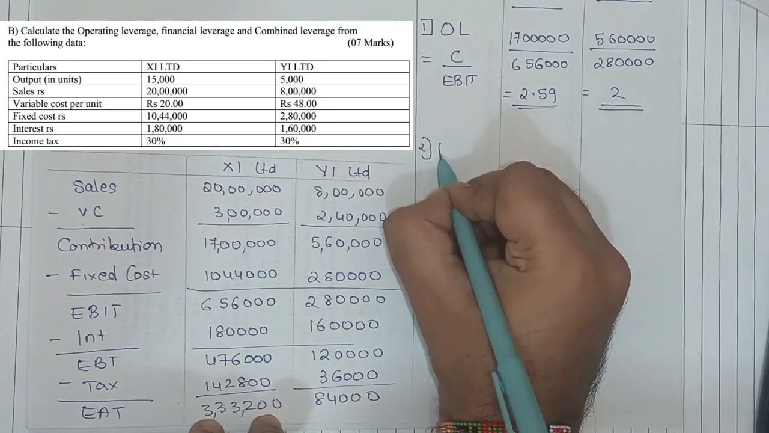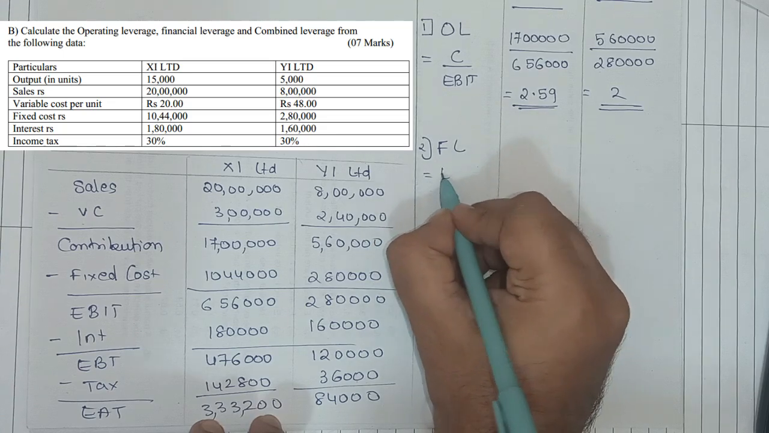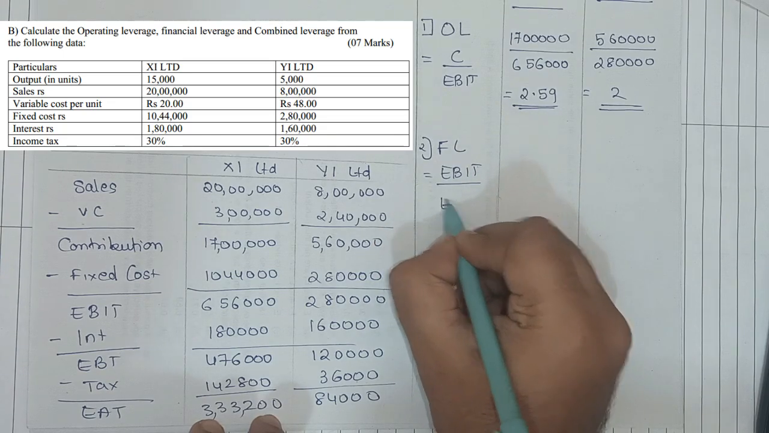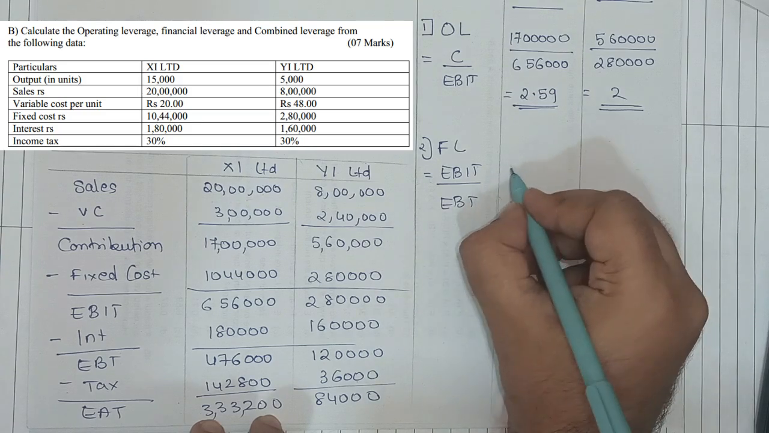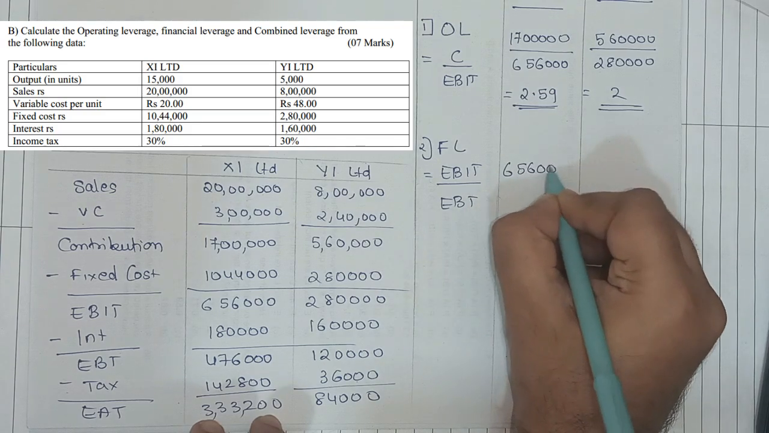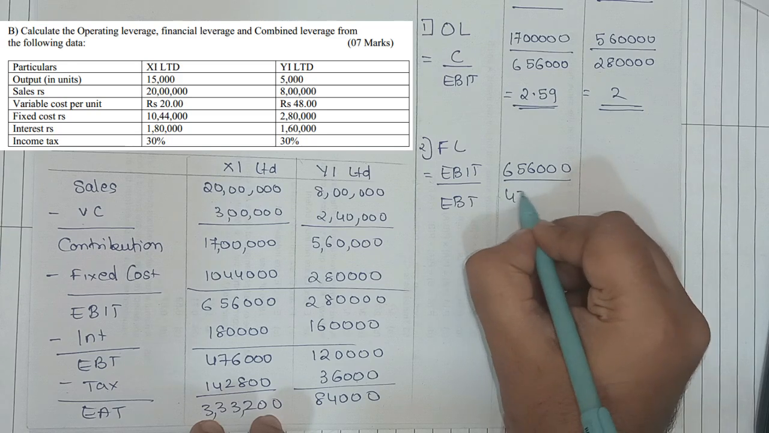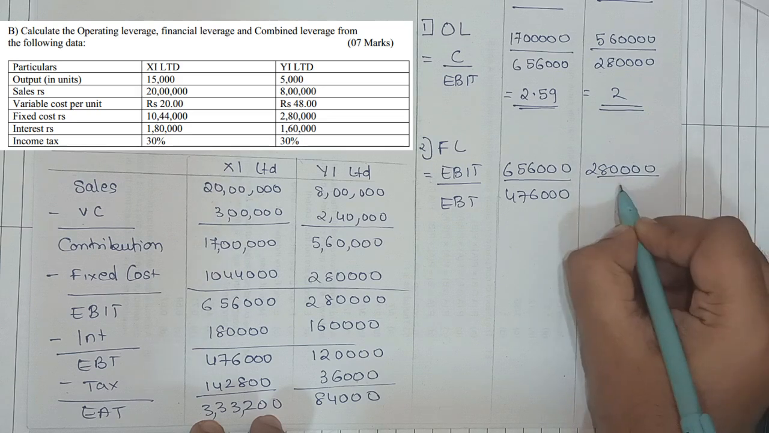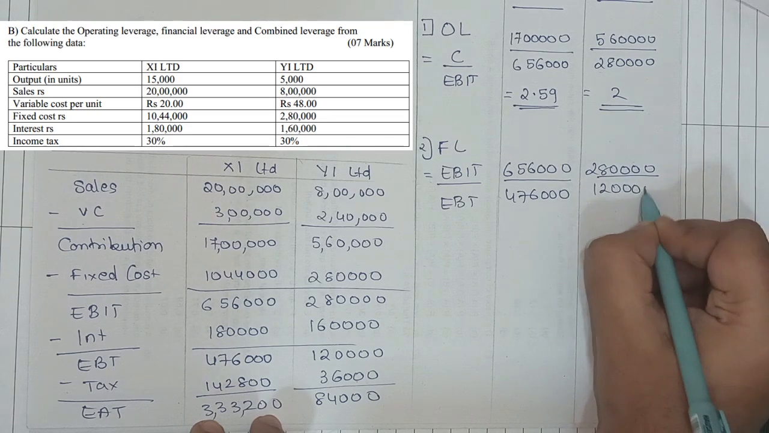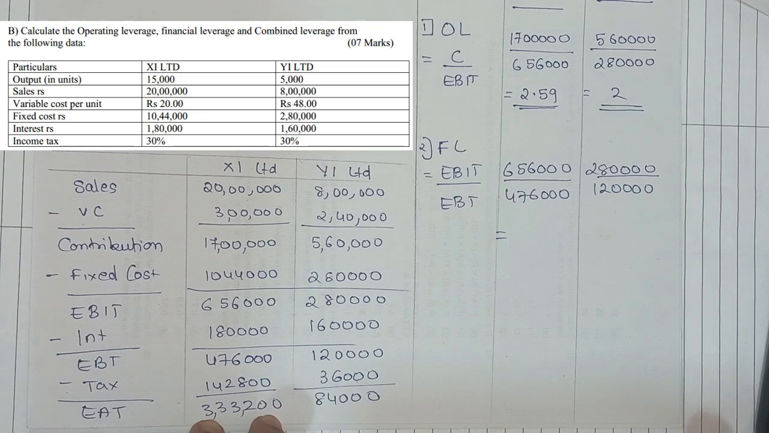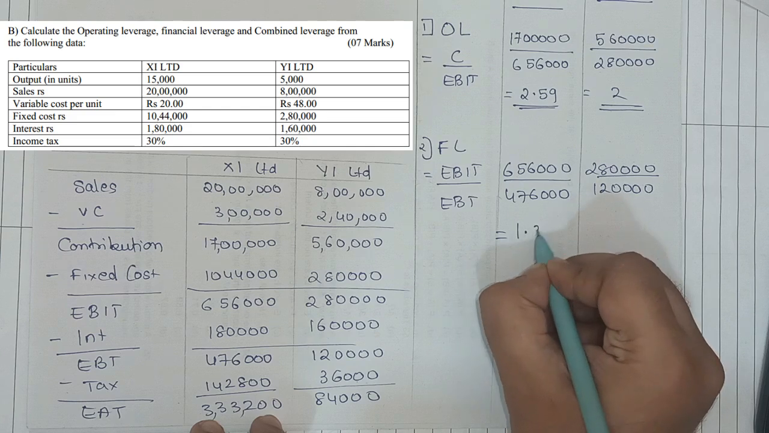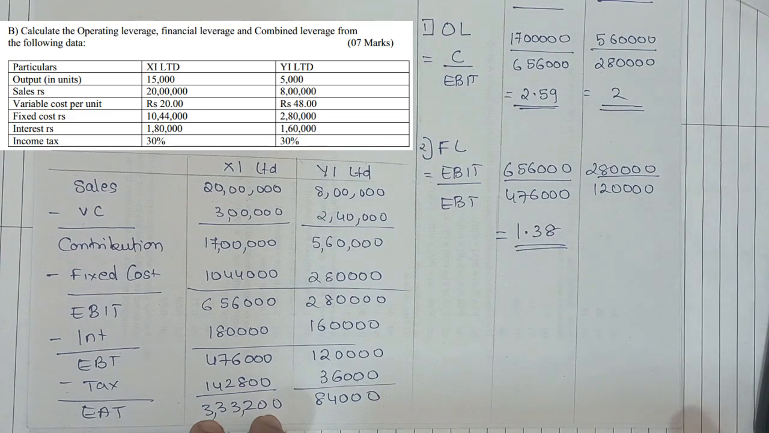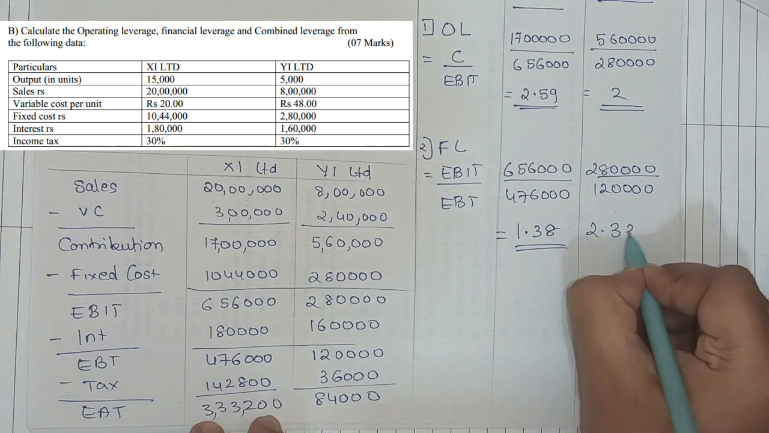Okay, same way financial leverage. The financial leverage formula is EBIT upon EBT. EBIT is 6,56,000. EBT is 4,76,000. Here it is 2,80,000 and 1,20,000. We divide 6,56,000 by 4,76,000, so I get the value of 1.38. 2,80,000 divided by 1,20,000, we get the value as 2.33.